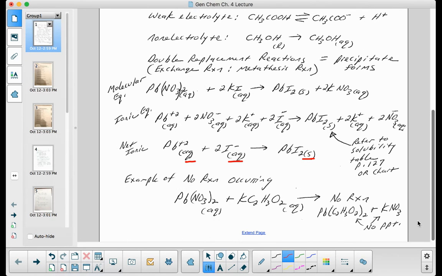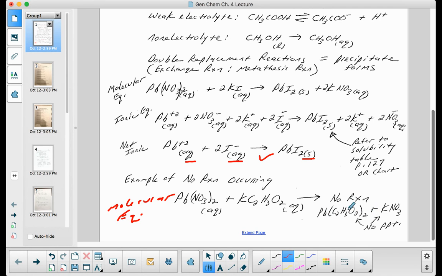Then I showed one here where we would say no reaction occurs, because here I have the lead nitrate, here I have potassium acetate. This I'm going to say no reaction occurs, because these would be my two possible precipitates that would form. This would be considered my molecular equation, like the first one I did above. And just based on this molecular equation, I know I wouldn't have to go any further to show a net ionic equation like this one, because no precipitate forms.